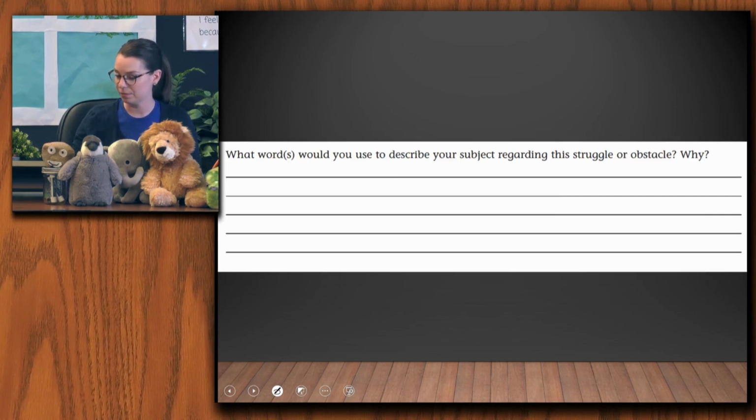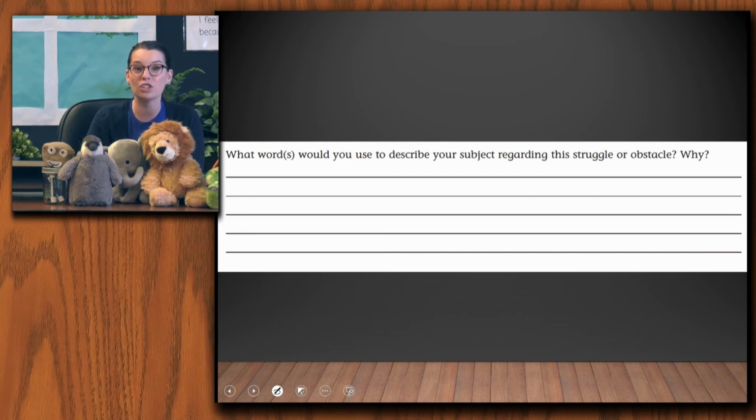Next. What words would you use to describe your subject regarding this struggle or obstacle? You're doing this twice. The first time is talking about the accomplishment of your subject. How would you describe them in relation to their accomplishment? And this is, how would you describe them in relation to their struggle or obstacle? What did they have to overcome or live through in order to get to the accomplishment?